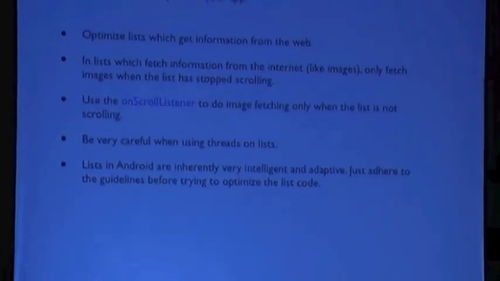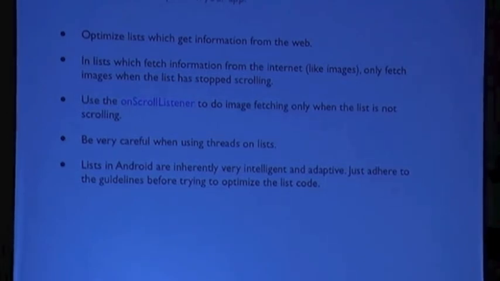Another thing is optimizing the list, because we are talking about lists. Another problem I have seen is that when you create a list, you don't really bother about optimizing it. You're more concerned about making it work properly, but you can actually optimize the list. For example, whenever you are downloading images in the list, you might use a thread to do that, so that you lazily load the image.